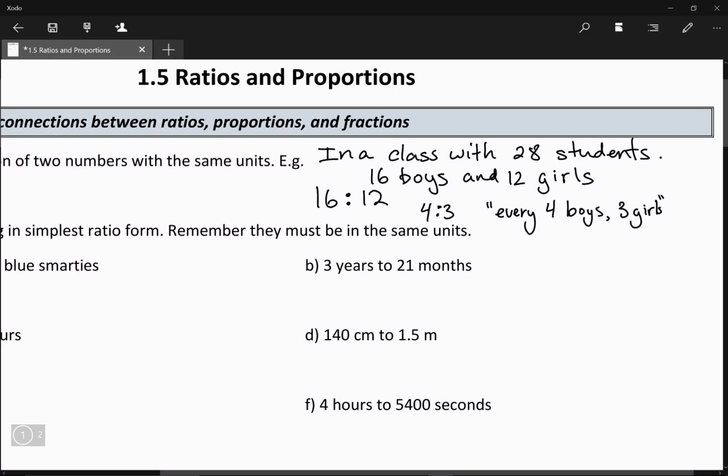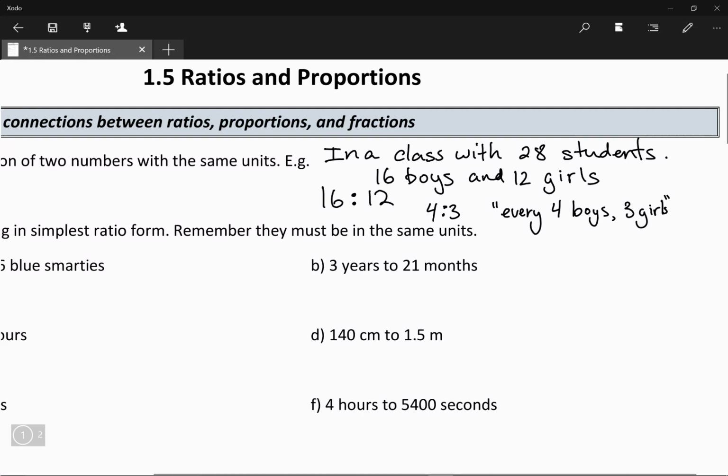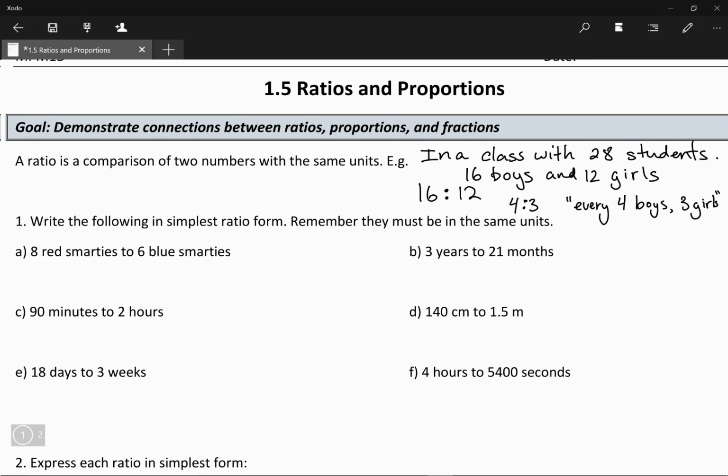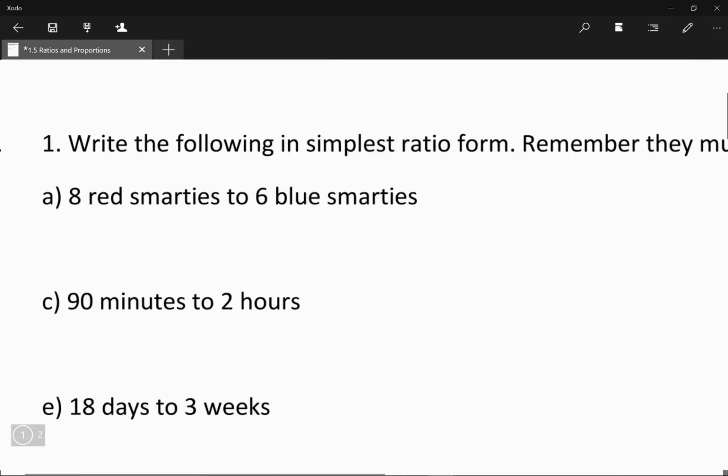It's just a very simple concept. So you always compare two numbers with the same units. In this case, we're comparing people. You can't compare other things unless they're in the same units. So let's write the following in simplest ratio form. Remember, they must be in the same units.